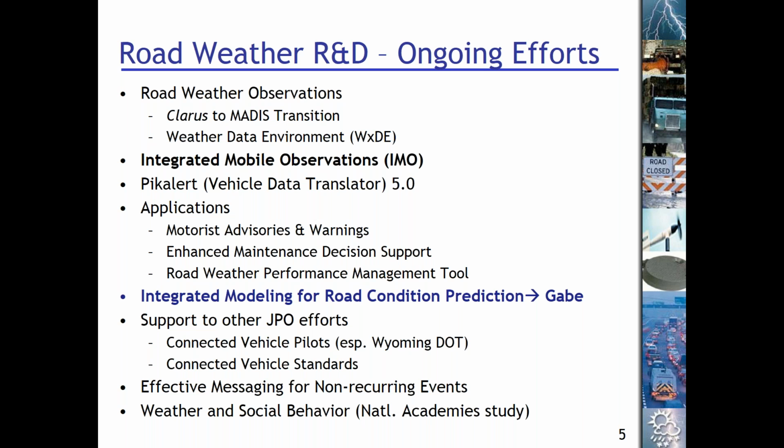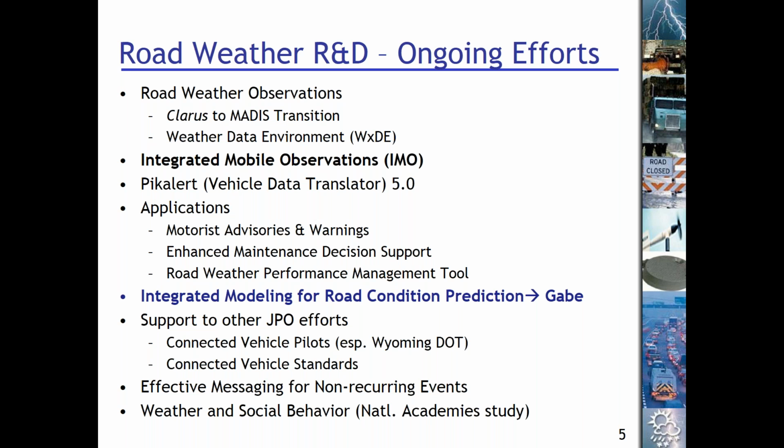And we're now working with NOAA to transition that to their MADIS system, the Meteorological Assimilation Data Ingest System. And then we have the weather data environment as a place to also share data coming in off of mobile sources, and particularly state fleets. Integrated mobile observations is all about that whole concept of putting sensors on fleets as a way to get a better picture of what's going on out there so that that information can help make better decisions.